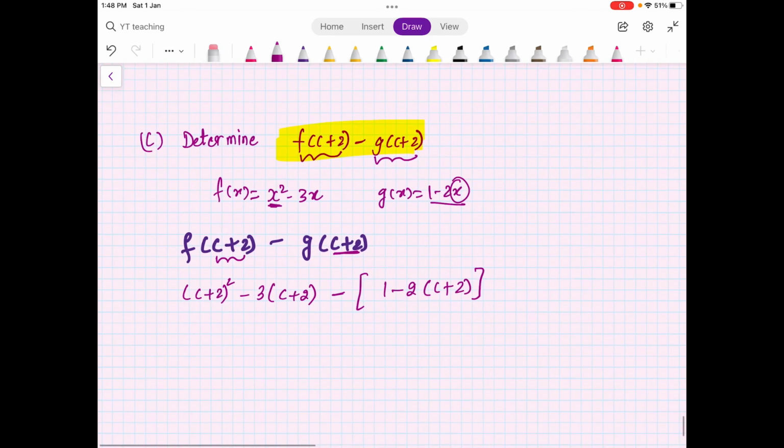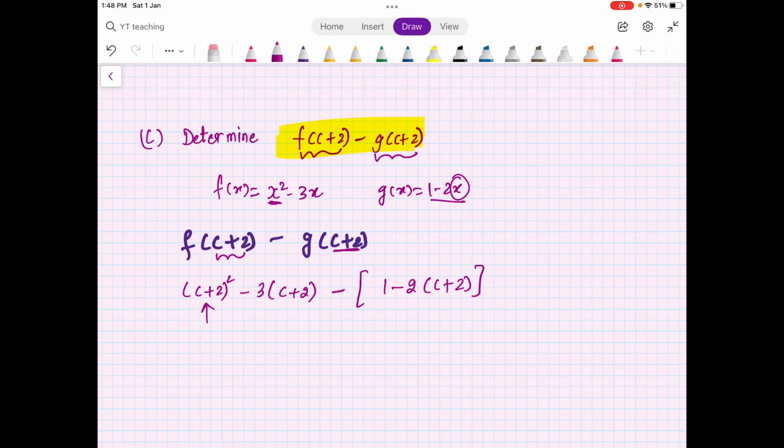So what do you get? You can just use the formula (a plus b) whole square. So this is c square plus 4c plus 4, and then you have minus 6c minus 6, then you have minus 1 plus 2c plus 4, right? And you can just see now c square is here, then you combine the c terms. This is 4c minus 6c, that is minus 2c plus 2c.